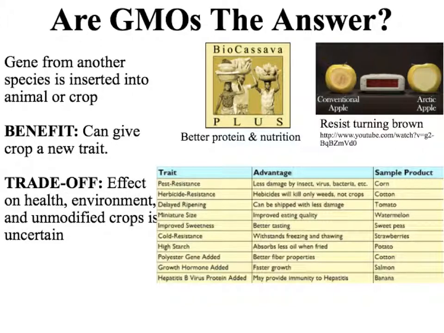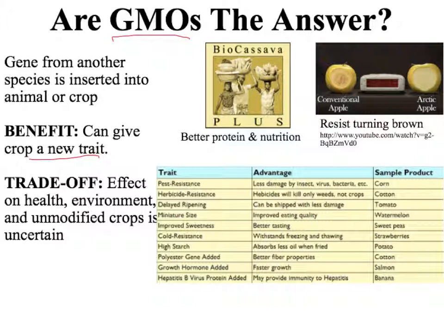Another solution to world hunger that has emerged within the last 20 to 25 years is genetically modified organisms, or GMOs. What a GMO is, is when a gene or a piece of DNA from another species is inserted into an animal or crop. So the benefit that this can give is it can give the crop a new trait.